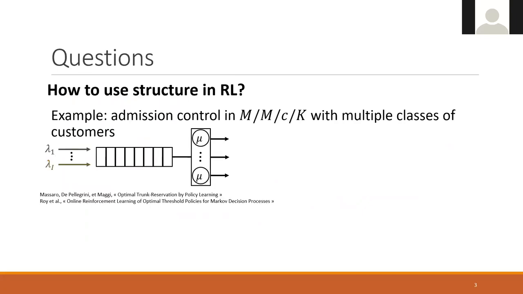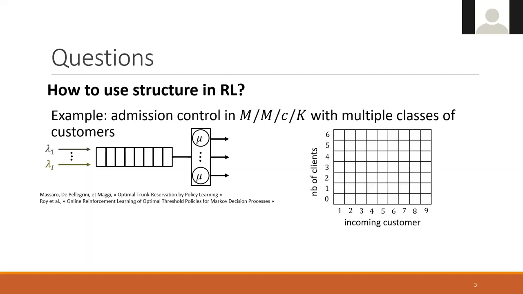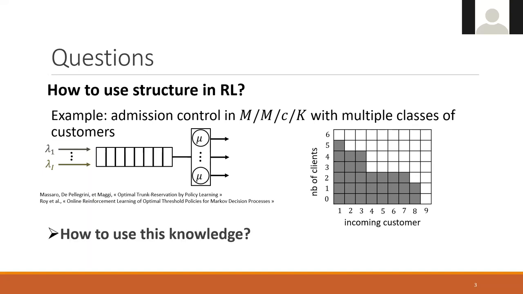So I have been interested in two questions. The first one is how to use structure in reinforcement learning. So for instance, for admission control in multi-class queues, with multiple classes of customers, which is represented here, we know the shape of an optimal policy. If the rows represent the number of clients already in the system and the columns represent the class of the incoming customer, we know that there exists an optimal policy that has a shape that looks like this. The question is how to use this knowledge in reinforcement learning.